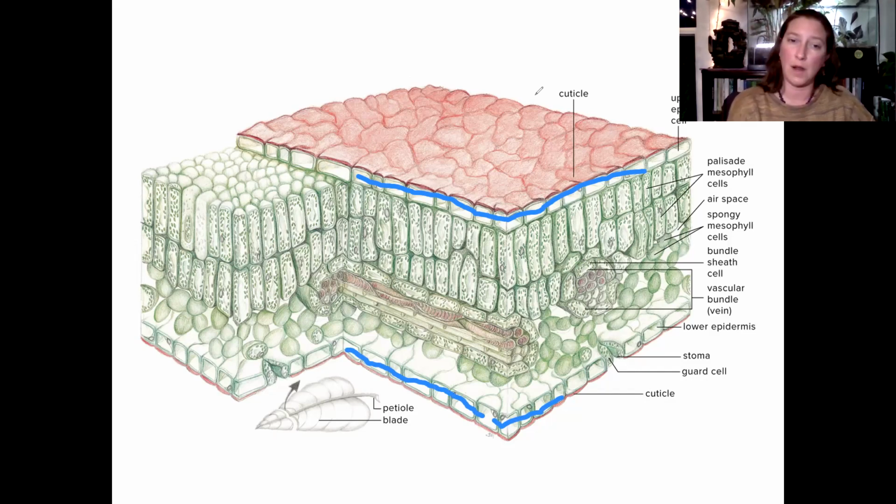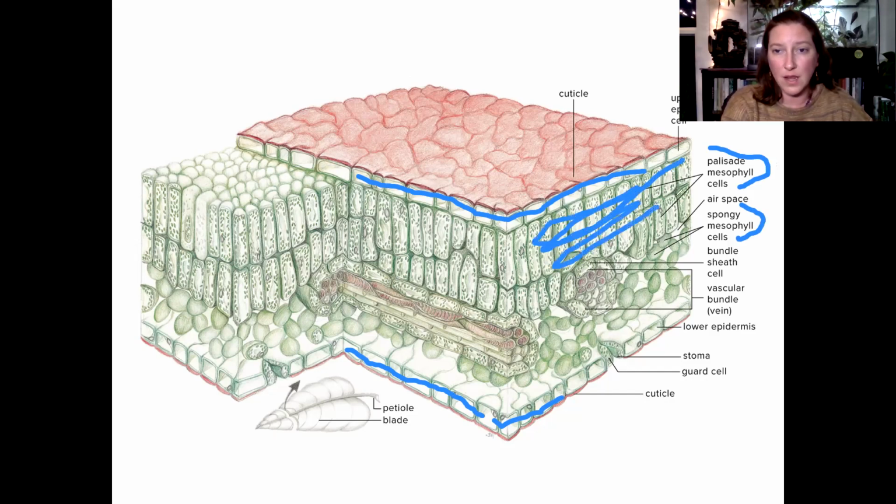But what about the ground meristem? Well, in leaves, the ground meristem makes the ground tissue, which in leaves is mesophyll. So look, here's palisade mesophyll, spongy mesophyll. But basically all these cells right here, all those cells right there, those are the ground tissue.